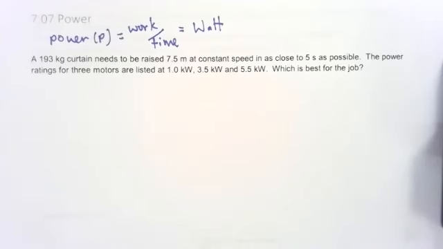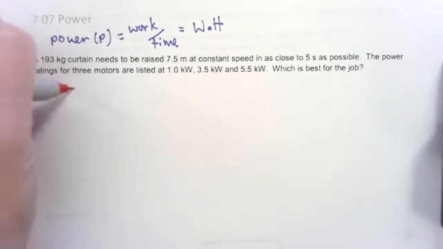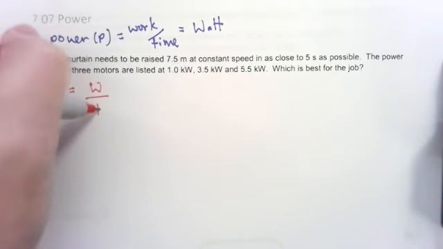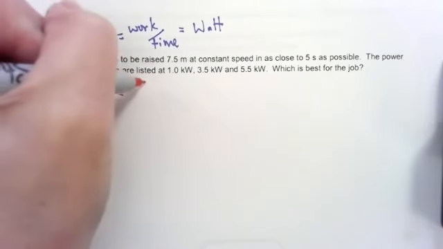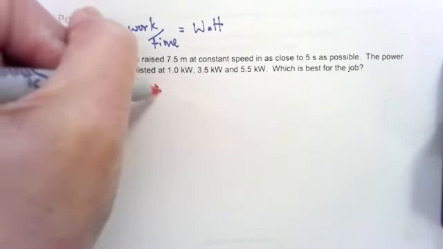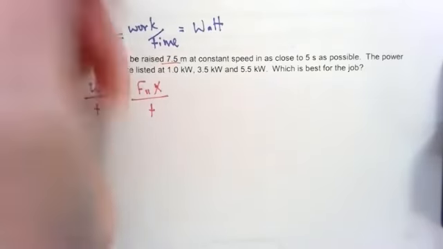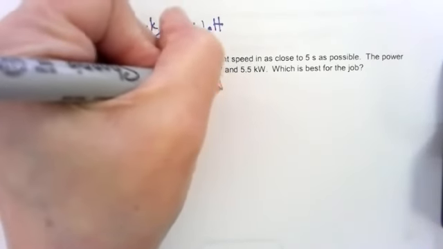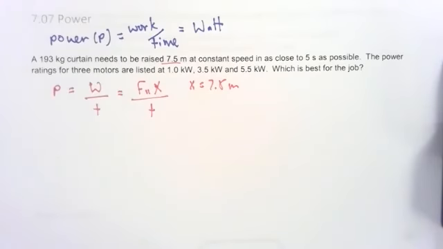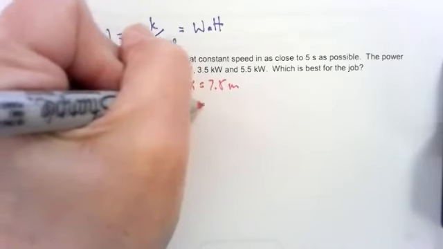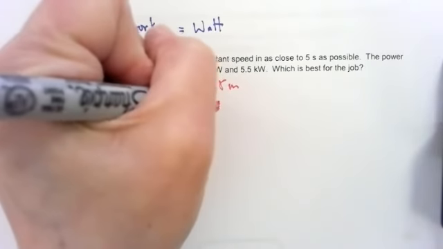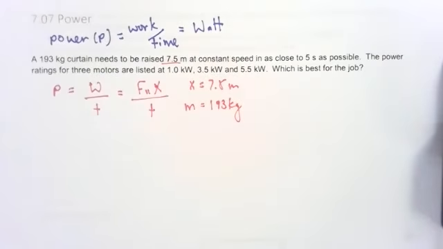So if power is work over time, I can expand this to be force parallel times distance over time. It gives us a distance. We have x is 7.5 meters. We have a mass of 193 kilograms. And one of the keys here that we needed to see was constant speed.